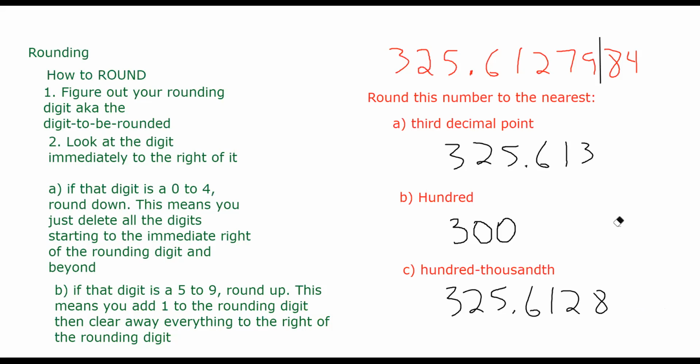So the number 325.6127984 rounded to the nearest 100,000th is 325.6128. So secretly, there's a 0 here, but it wasn't necessary. So actually, that's the best I could do. That's technically like rounding it to the nearest 10,000th, but there was nothing we could have done about that. That's just how it happened.